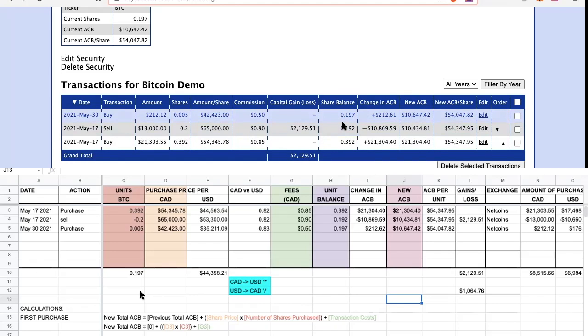And then here's all the calculations we need to make sure. And the new ACB is $10,647. The change in ACB is $212. Now we're off by a tiny fraction here. I'm not going to worry about a penny. And I know that what I've been doing so far is correct.